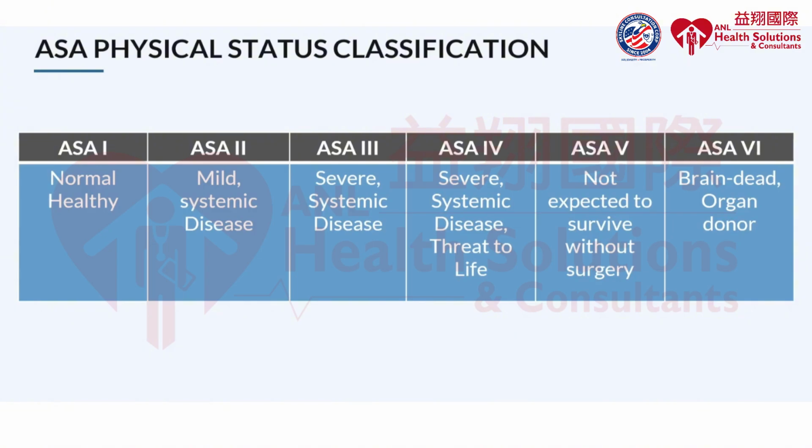So here we have a little chart that will show you the different classes in the ASA Physical Status Classification System. The levels are going to be from 1 through 6. ASA 1 is going to be a normal, healthy patient all the way up to ASA 6, where the patient is considered brain dead and their organs are being harvested for donation.